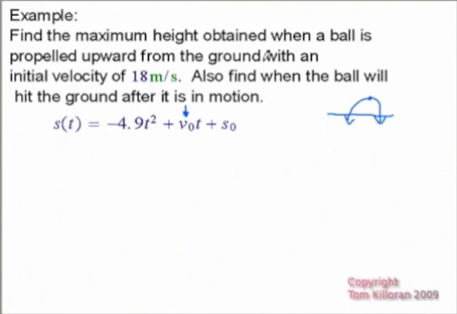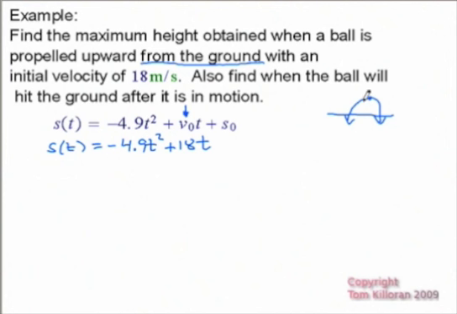Now s sub 0 is not explicitly stated here, but it does say this thing is starting off from the ground. So s sub 0 must be equal to 0 if it's 0 meters off the ground. Alright, so let's set up our function. This becomes s of t is equal to negative 4.9 t squared plus v sub 0, which is 18 meters per second, times t, and s sub 0 is just 0, so I'm just going to leave it off.